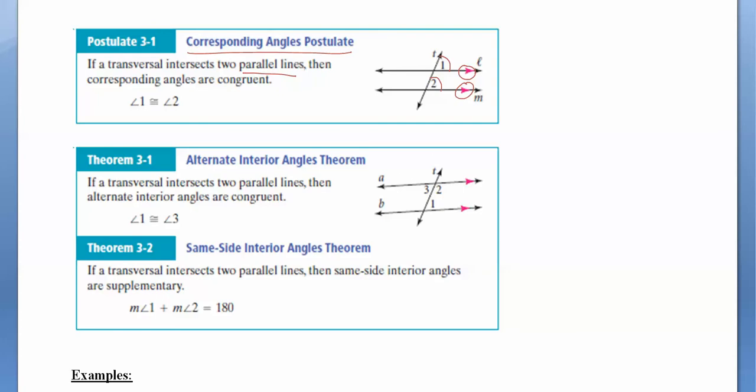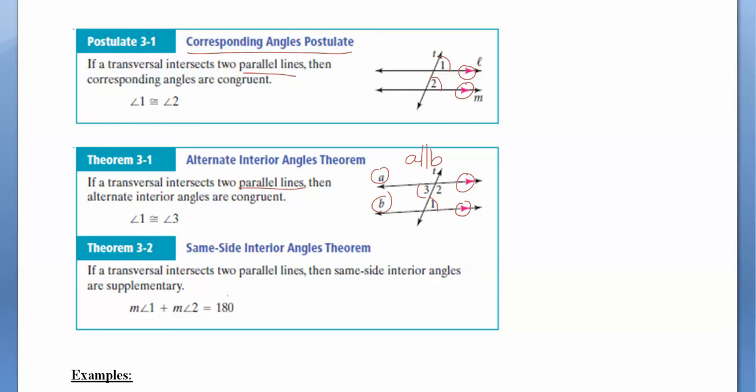Okay, then we have theorem 3.1, the alternate interior angles theorem, which says if a transversal intersects two parallel lines, that's key. So we can see lines A and B are parallel here. Then alternate interior angles are congruent. So alternate interior angles here would be 1 and 3.